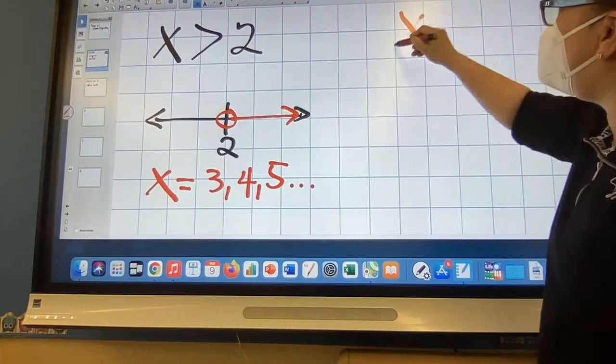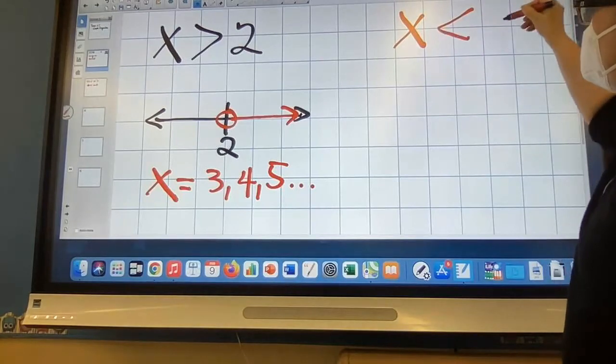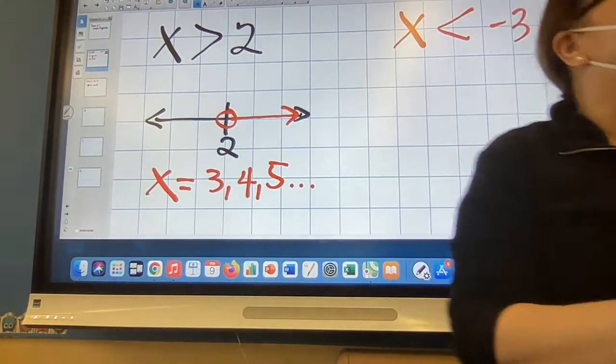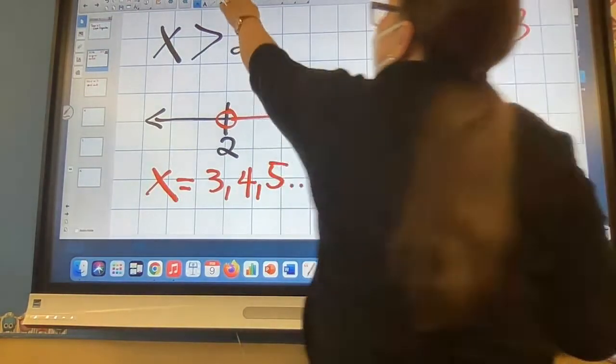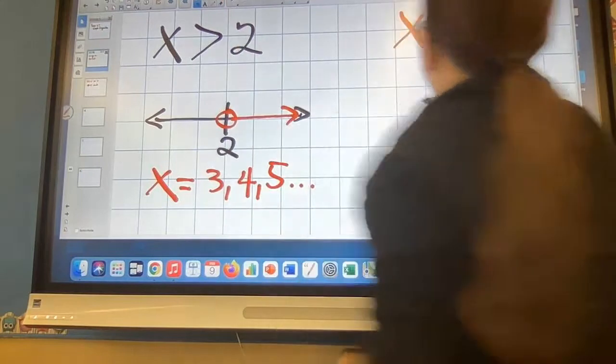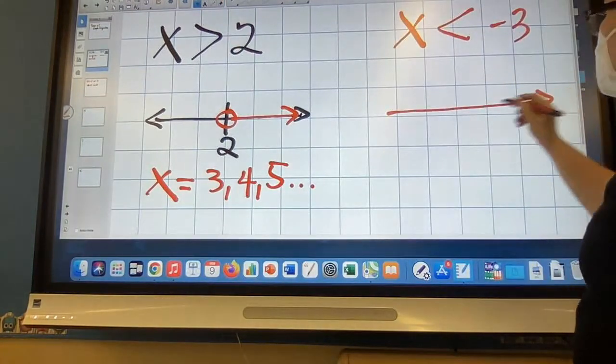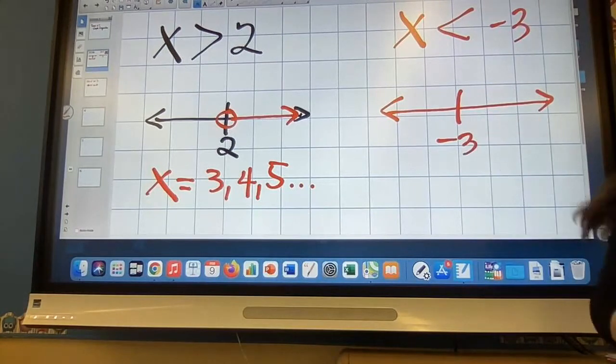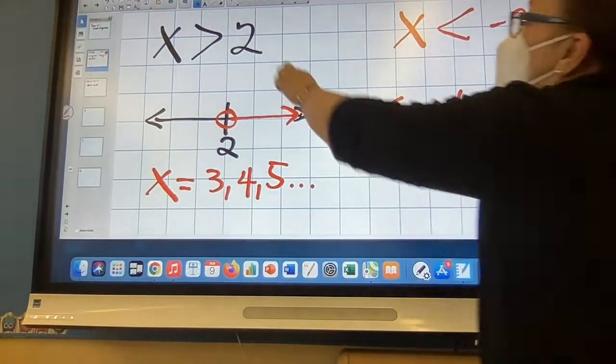So let's say I have x is less than -3. We're still going to be getting that inequality, that graph. So I'm still going to be making that graph over here. And so that should be -3. It doesn't need to be in wherever.